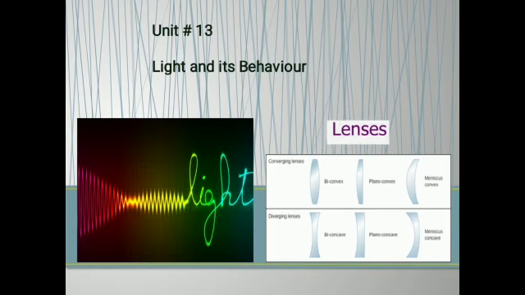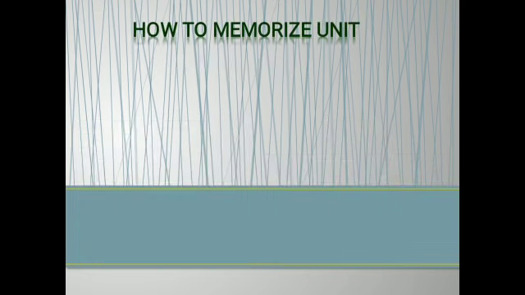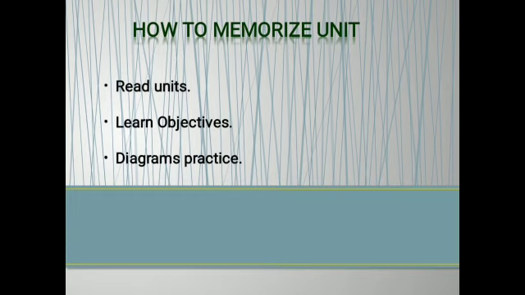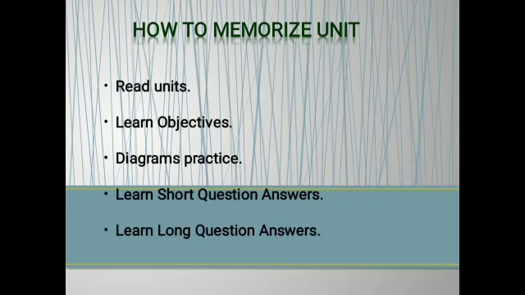Now the last and most important task: how to memorize the units. To memorize these chapters, you must read the chapters so that you can prepare yourself for the objective part, and learn the objectives that are given in these units. Also practice diagrams with labeling, and learn short question answers and long question answers as well. You follow the instructions for a better outcome.